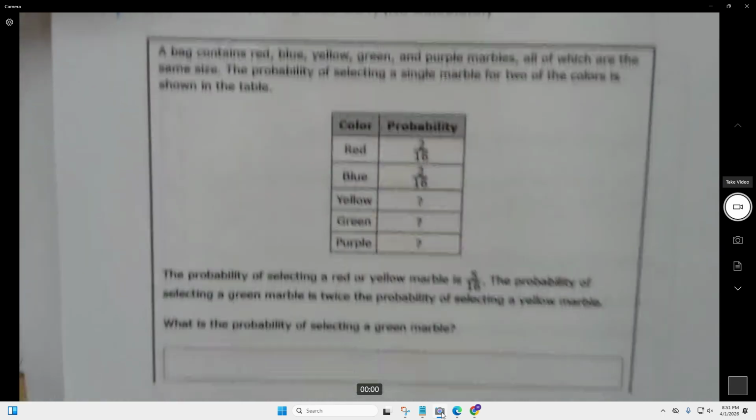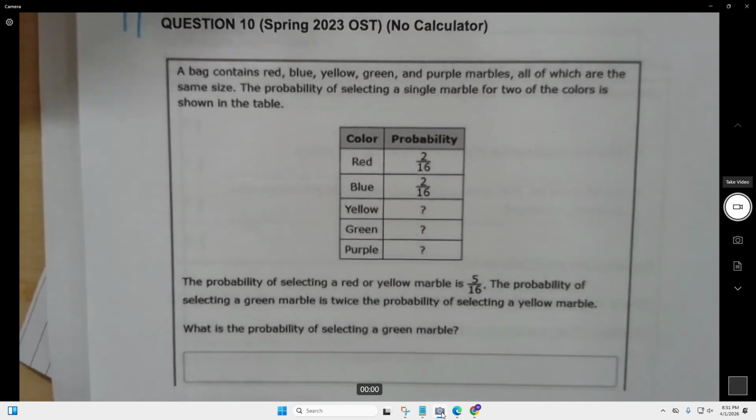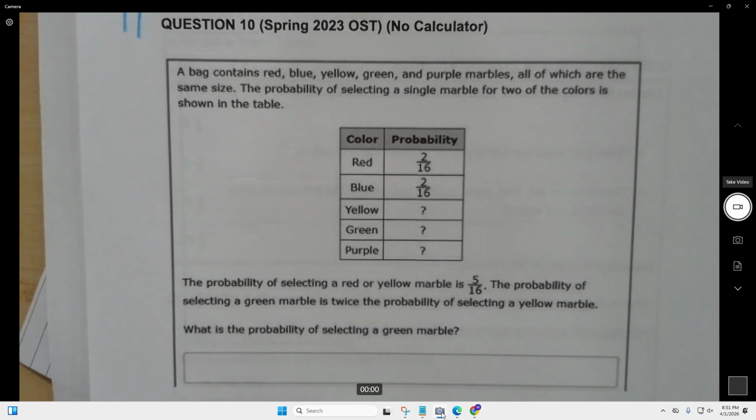Question 10. No calculator. A bag contains red, blue, yellow, green, and purple marbles, all of which are the same size. The probability of selecting a single marble for 2 of the colors is shown in the table. The probability of selecting a red or yellow marble is 5/16. The probability of selecting a green marble is twice the probability of selecting a yellow marble. What is the probability of selecting a green marble?